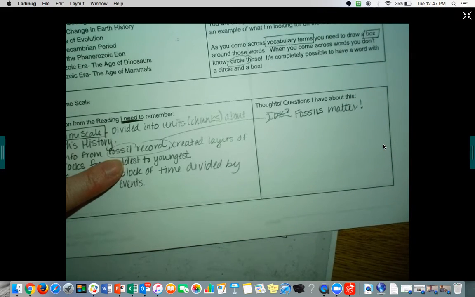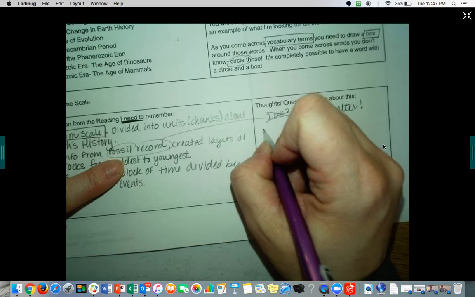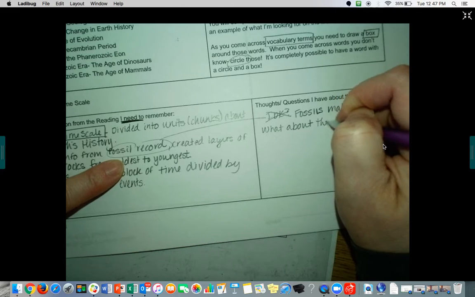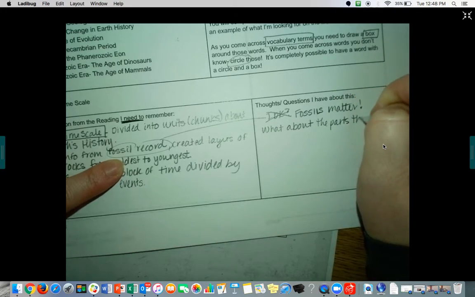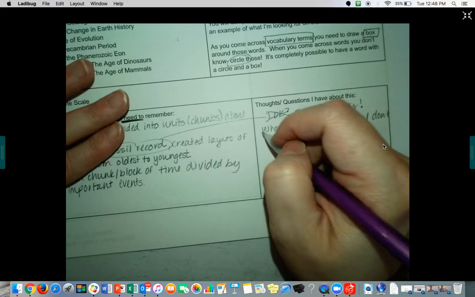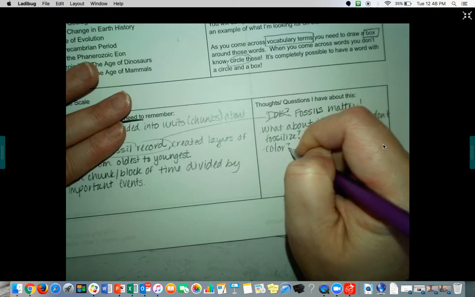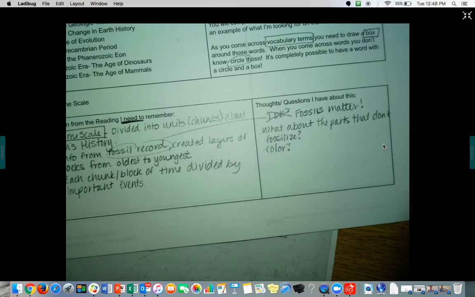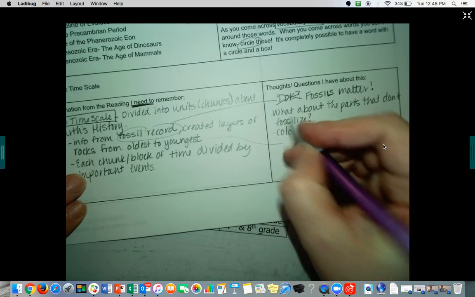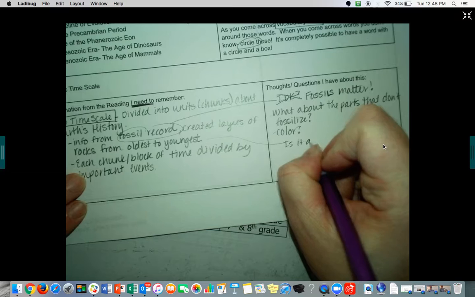So fossil record, this is telling me, so I need to look, so fossils matter. Okay. So a question that I have is what about the parts that don't fossilize? What about color? You know, you always see those pictures of dinosaurs and always different colors. How do we know what color they were? Like, do we know that information? Or is it just someone's guess? Or how do we know that? Okay, so from oldest to youngest. Is it always that way?